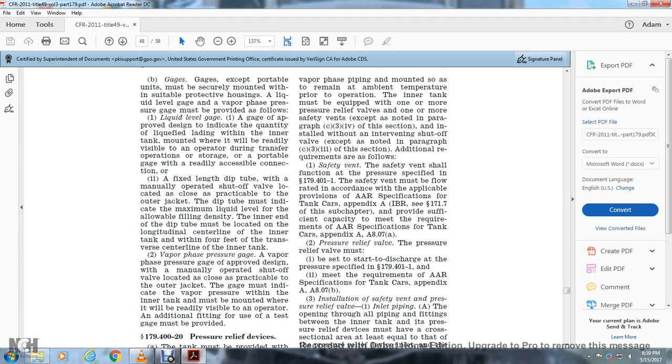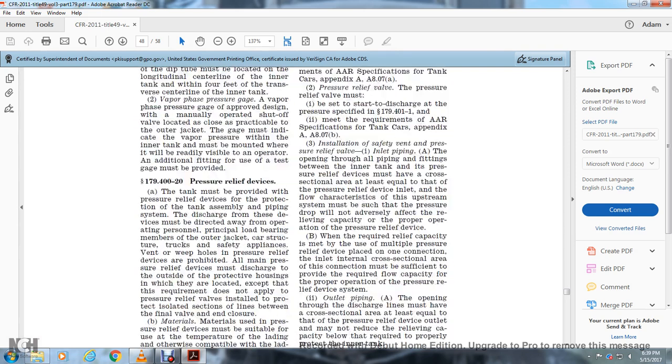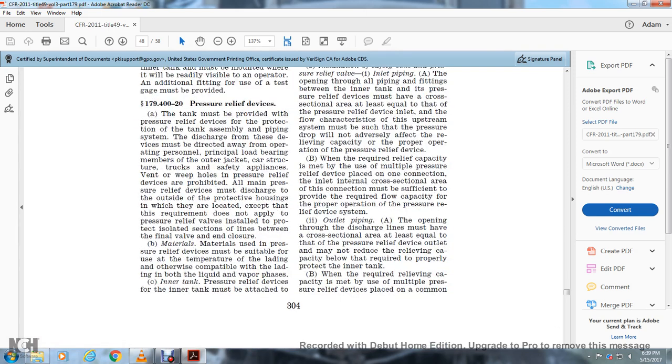Vapor phase pressure gauge. The vapor phase pressure gauge is of approved design with manually operated shutoff located as close as practical to the outer jacket. The gauge must be indicated with the vapor pressure within the inner tank, must be mounted where they are readily visible and operated, with the addition of a fitting for the use of a test gauge must be provided.